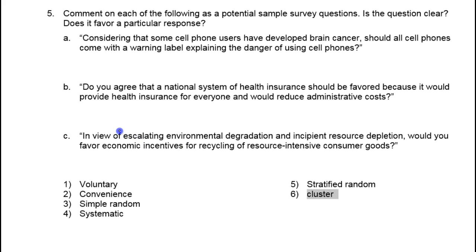What about this last one? In view of escalating economical degradation and incipient resource depletion, would you favor economic incentives for recycling of resource-intensive consumer goods? What's wrong with that question? Depending on who you're surveying, like when you survey high school students, you're going to get a lot of people who don't understand what you're talking about. You're going to get a lot of people who don't understand, even if you're surveying adults. It's just confusing wording, so that's the main problem with that question.